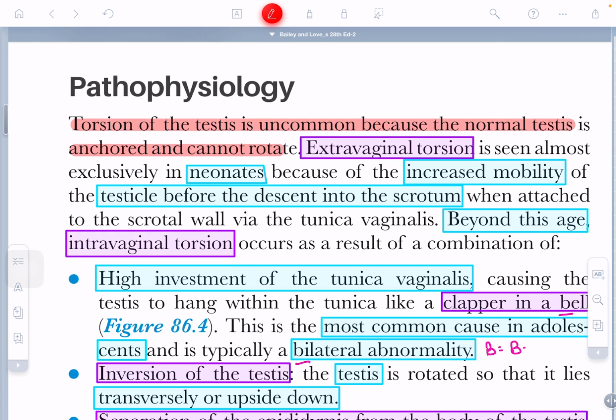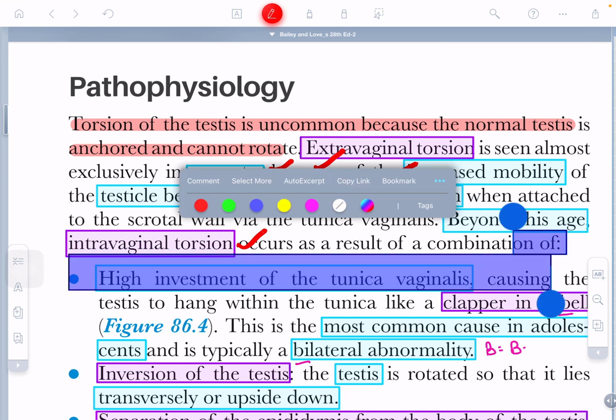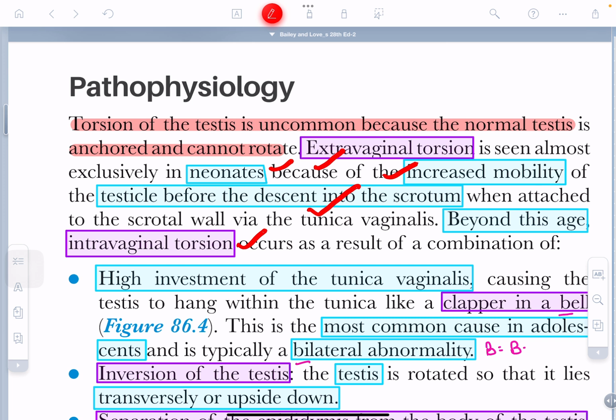So regarding pathophysiology, there are two types: extravaginal torsion and intravaginal torsion. Extravaginal torsion is seen in neonates because the tunica vaginalis is not yet developed fully. It leads to increased mobility of the testicle before descent into the scrotum. Beyond this age, intravaginal torsion occurs mainly in adolescents.